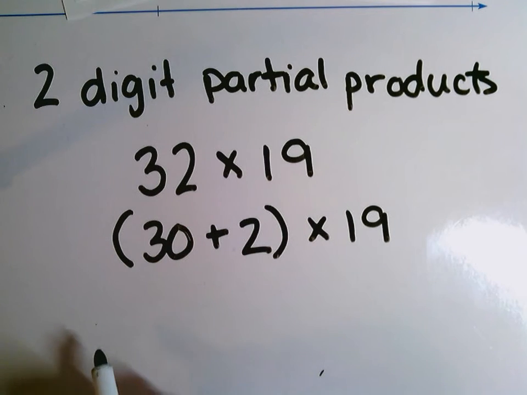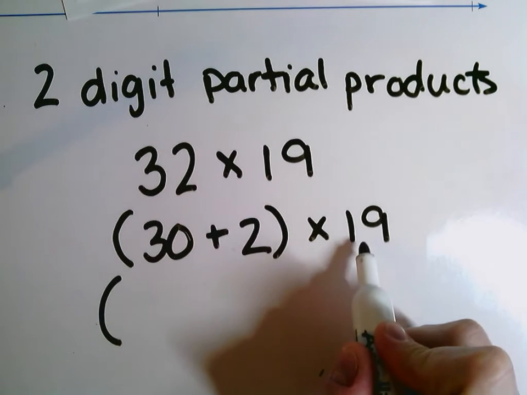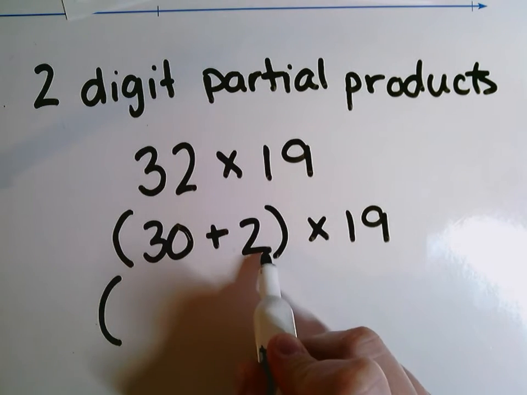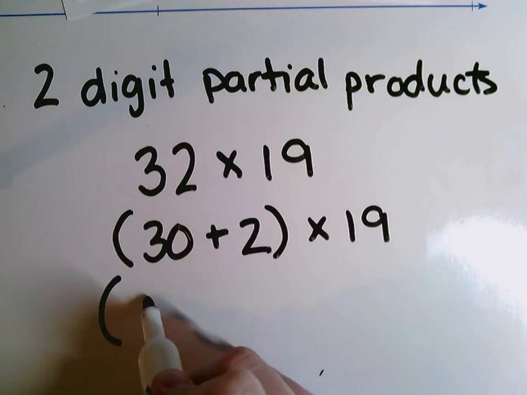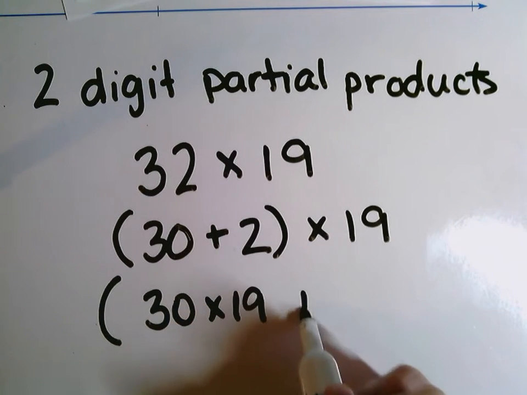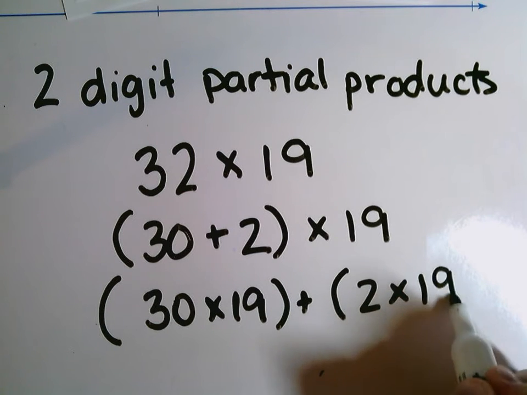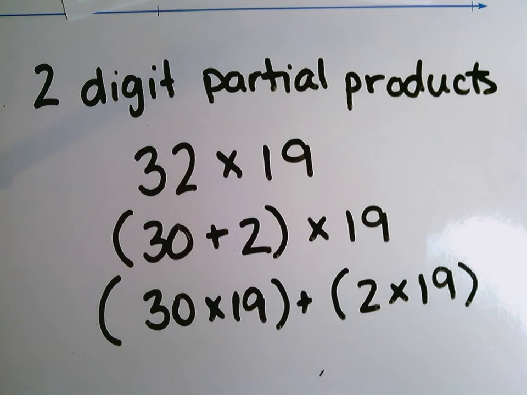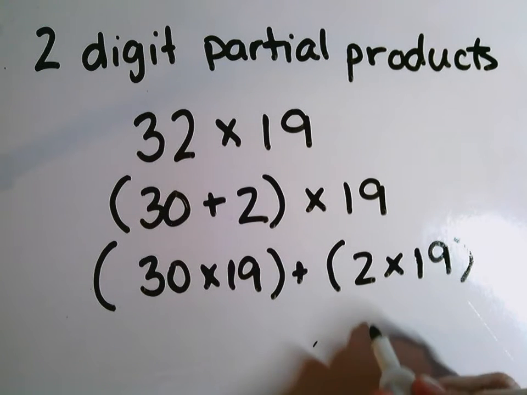So let's break that down a little bit more. I'm going to rewrite it, because I'm going to multiply each of my place values by my other factor, which is 19. So I'm going to do 30 times 19, and I'm going to do 2 times 19. So I'm really just going to do two smaller problems that I can do.